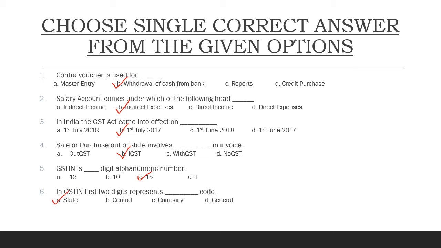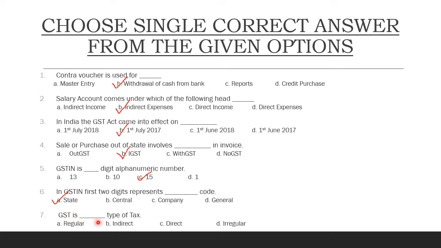कौन से state का है वो code देख के पता चलता है. By seeing the code we can understand whether the delivery or purchase or sale of the goods is within the state or out of the state. So the first two digits represent the state code. Next question.